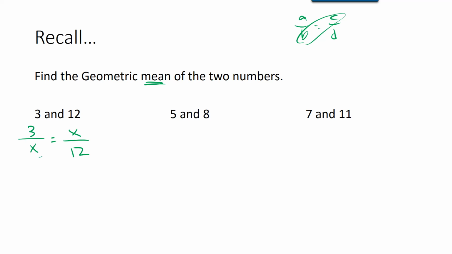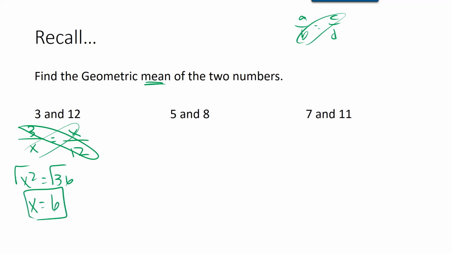So we solve this, we cross multiply. X times x is x squared. 3 times 12 is 36. Now to get rid of a square, we square root. 36 happens to be a perfect square. It comes from our list, so our answer here is 6. And that's how we find the geometric mean.